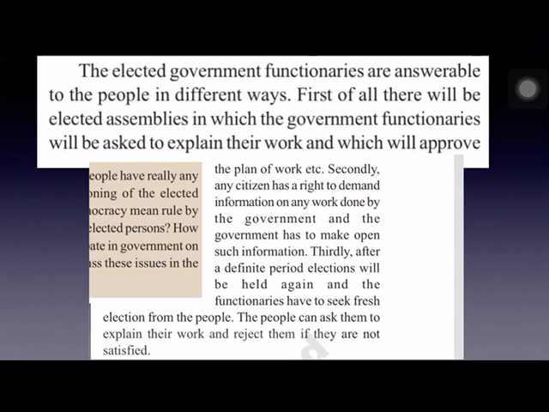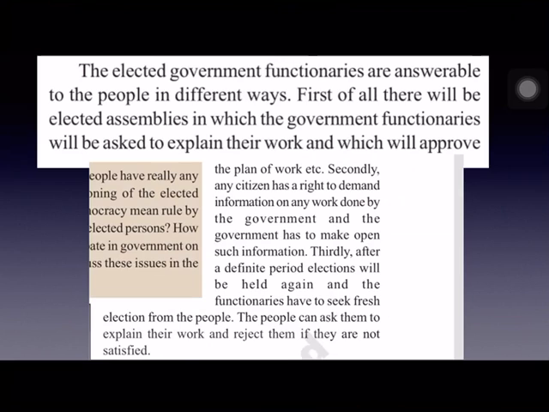Secondly, any citizen has a right to demand information from any of the government departments in India regarding their functioning. If we have any doubt, we can ask for information through RTI, Right to Information. This act was passed in 2005, and now it is a fundamental right of every citizen. The government department should furnish the information required by the citizens.